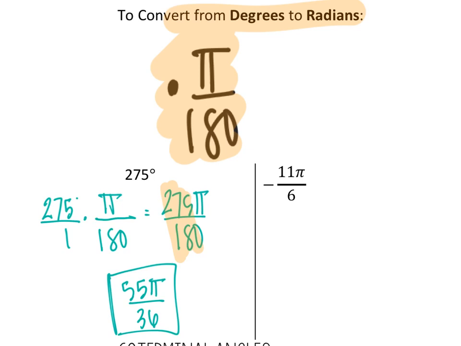Look at the problem to the right. We have negative 11 pi over 6. We want to change that from radians to degrees. So we have negative 11 pi over 6.